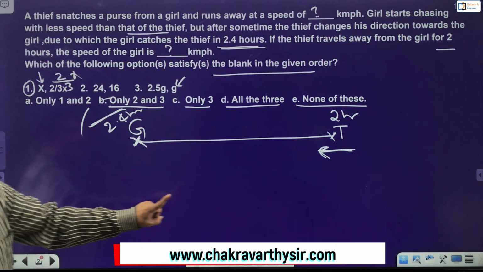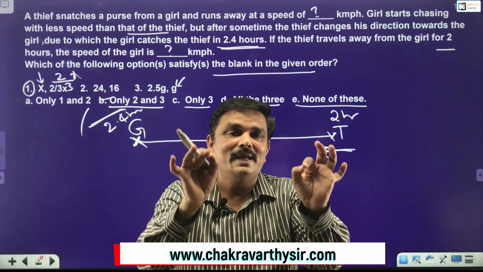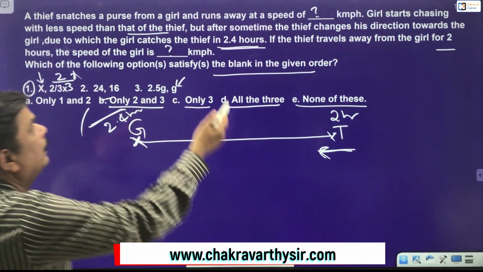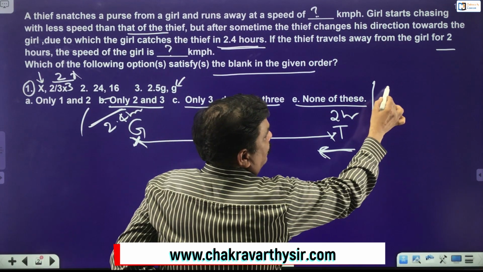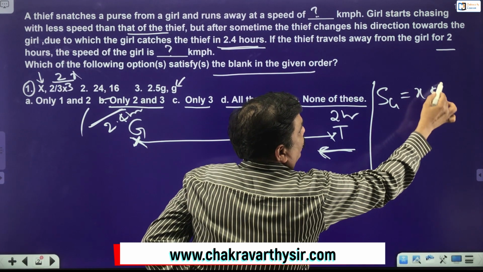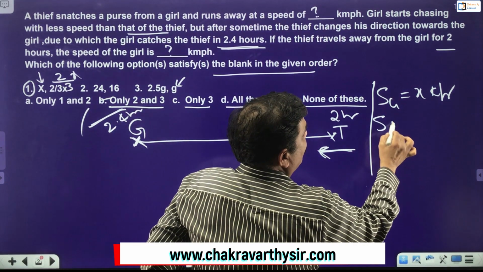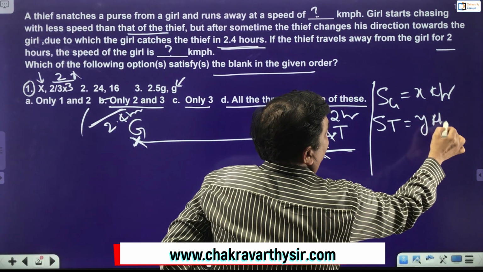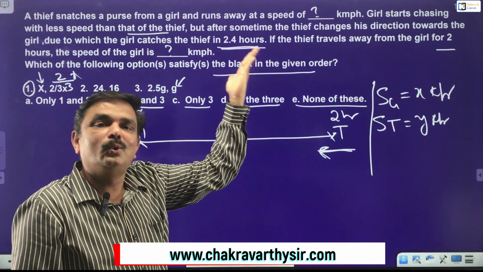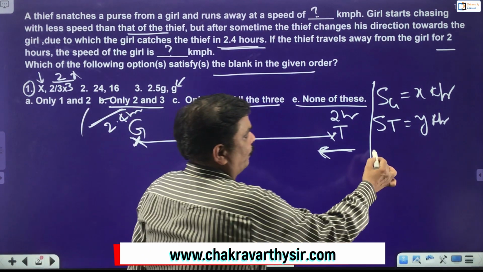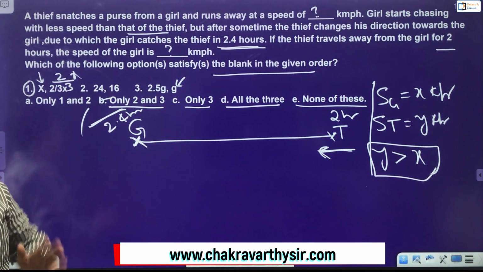Got the idea? Now I'm going to use the relative speed concept to solve this question very easily. How? Let us take the speed of the girl as x kilometers per hour, whatever it may be. And the speed of the thief I'm taking as y kilometers per hour. Now you tell me, students, clearly, whose speed is more and whose speed is less comparatively? Of course, y is greater than x. Simple. This is the first conclusion.